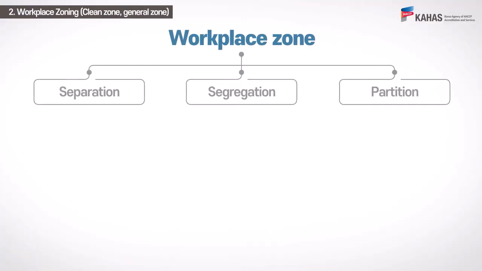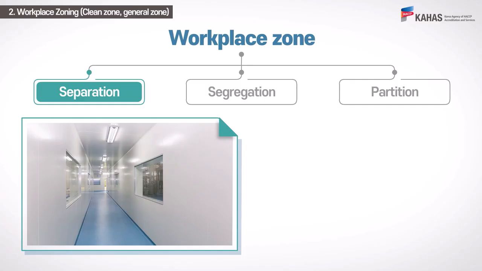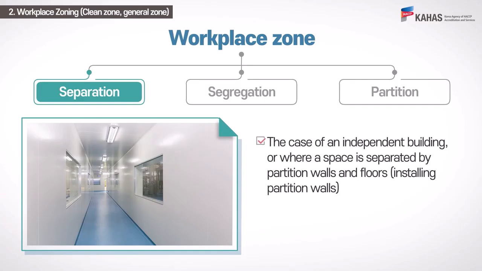Workplace zoning can be divided into 3 categories: separation, segregation, and partition. First, separation refers to the case of different buildings. In a case of the same building, all workplaces should be separated by installing partition walls, etc.